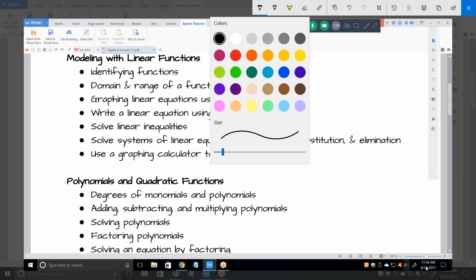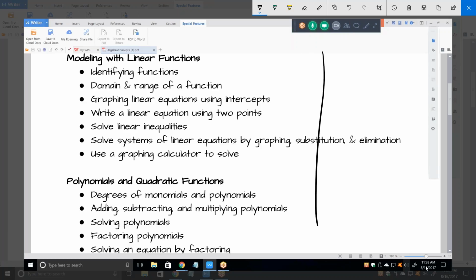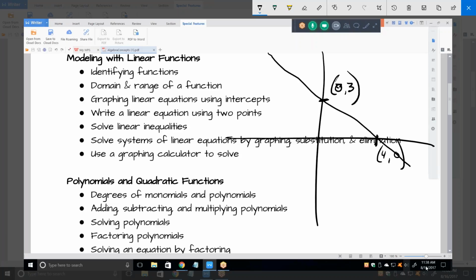If I'm trying to figure out how to graph a linear function, I only need 2 points. I figured out the x-intercept was at (4, 0), and the y-intercept was at (0, 3). Notice that on the x-intercept, the y value is 0. On the y-intercept, the x value is 0. Draw a straight line through them, and I've just graphed my function. And notice I never had to figure out what the slope was. You don't always need slope to graph a linear function. What you need is 2 points.